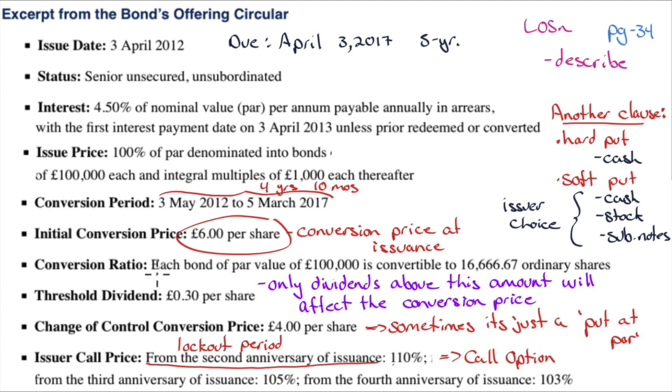We have the conversion ratio. It does the math for you. Each bond of par value of $100,000 is convertible into 16,666.67 ordinary shares. So these are the important points in here. You want to look for the conversion price and the conversion ratio, because it tells you how many shares you get. So what we can do is we can take this 16,666.67 and multiply it by the stock price at any given time to see if it exceeds 100,000. If the stock price is $6 per share, it will exactly equal 100,000.